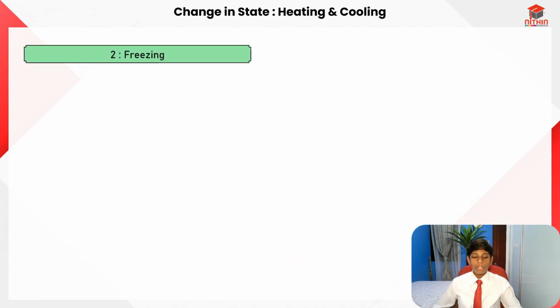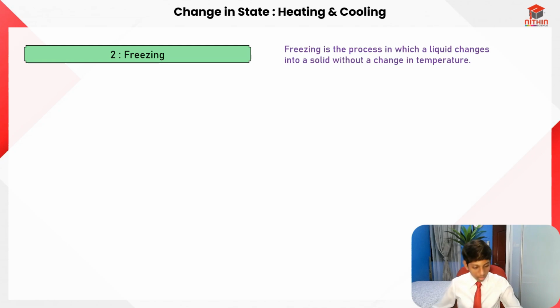Second, let's take a look at freezing. What does freezing mean? Freezing is the process in which a liquid changes into a solid without a change in temperature. Freezing is also done at 0 degrees Celsius, just like melting. I hope you understand that, and this template is going to be the opposite of melting. Let's take a look at it.